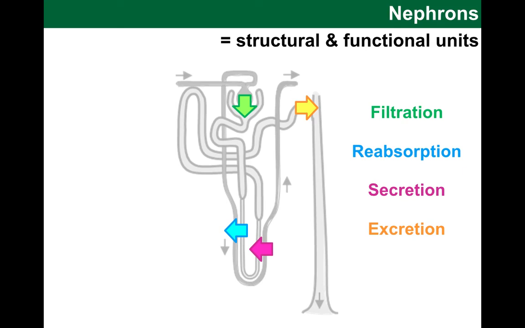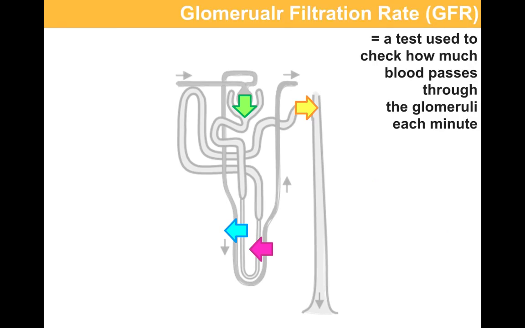And now we get to the clinical stuff as it relates to the nephron. Glomerular filtration rate is used in clinical practice to quantify how much blood flows through the glomeruli in a minute. Basically what it tells us is how well the kidneys are working. And in the medical field, you will often see this abbreviated as GFR.